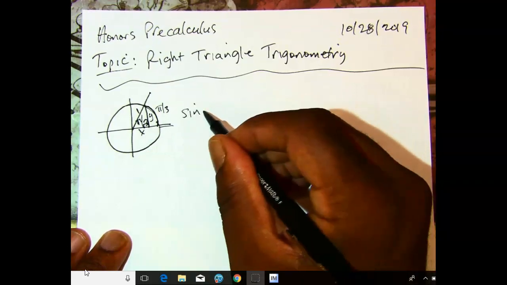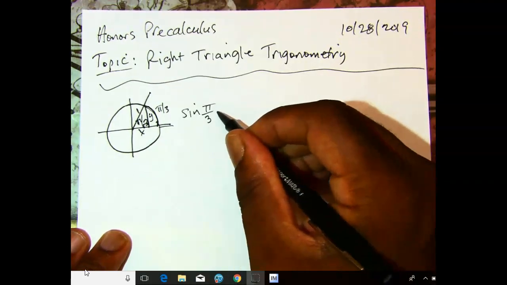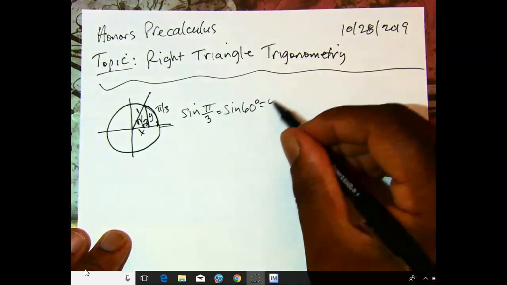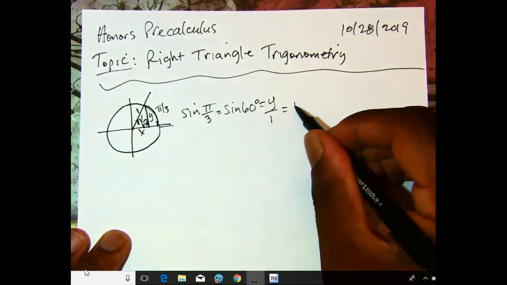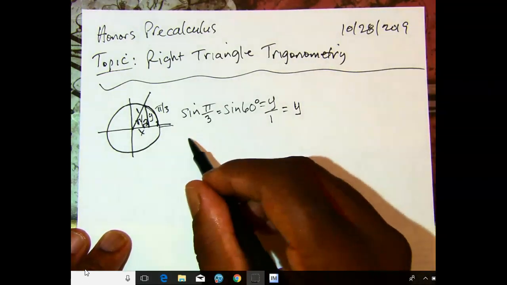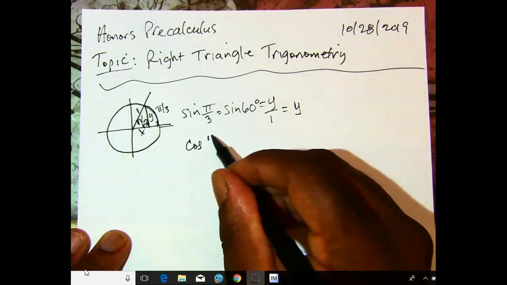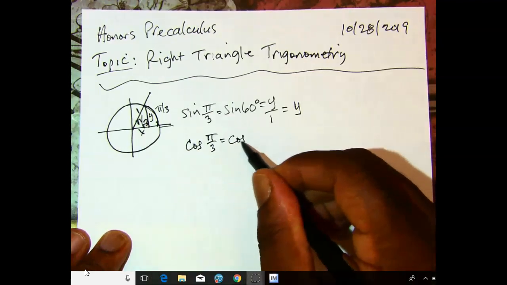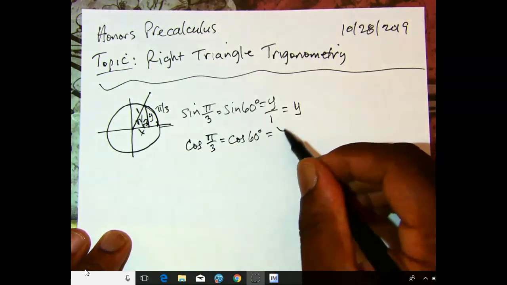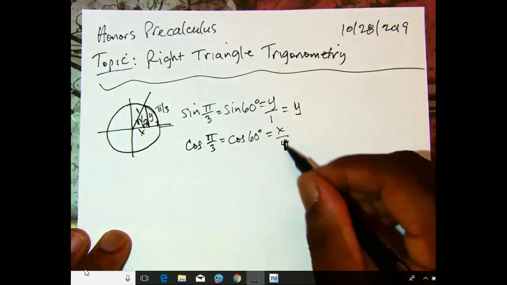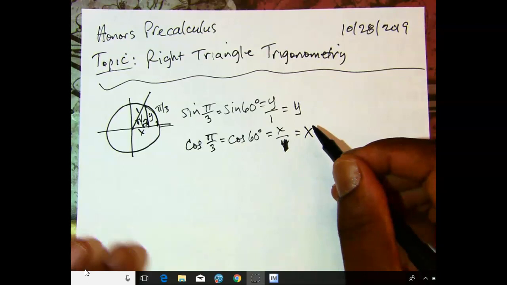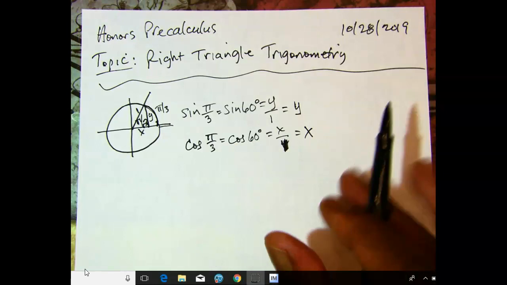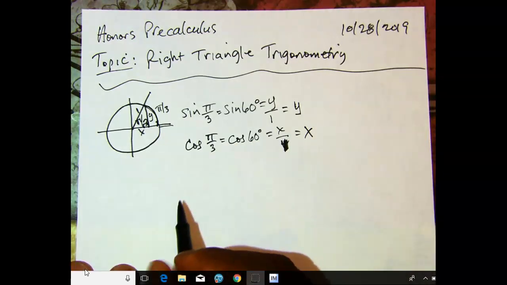Then the sine of pi over 3, which is the sine of 60 degrees, is equal to y divided by 1, or just y. The cosine of pi over 3, cosine is adjacent divided by hypotenuse, so that's the same as the cosine of 60 degrees, and that gives us x over 1, which is just x. Now we're going to try to extend this to right triangles in general.